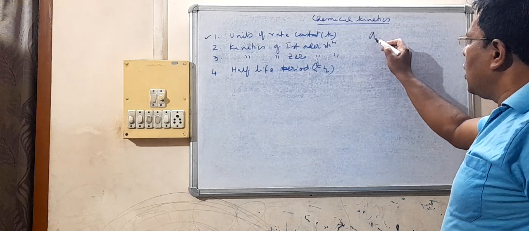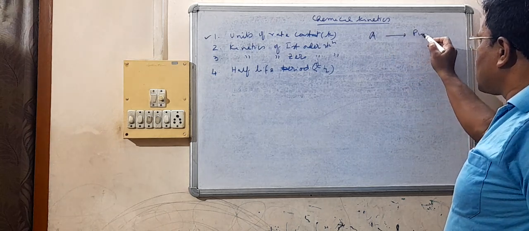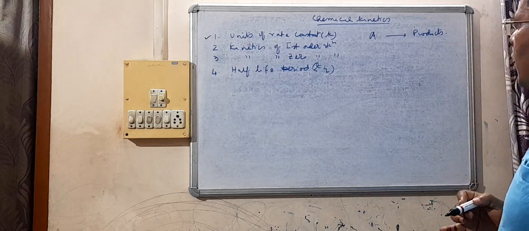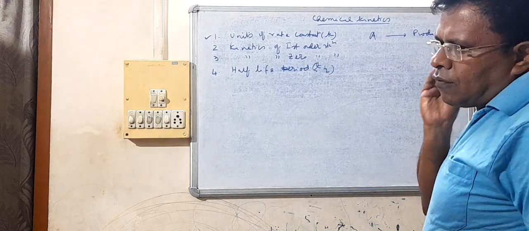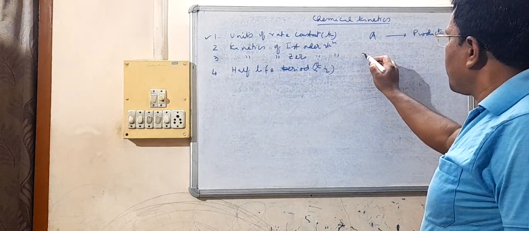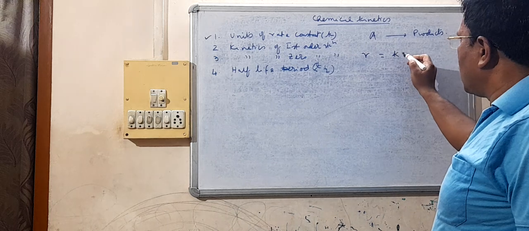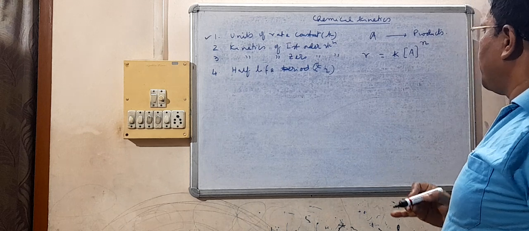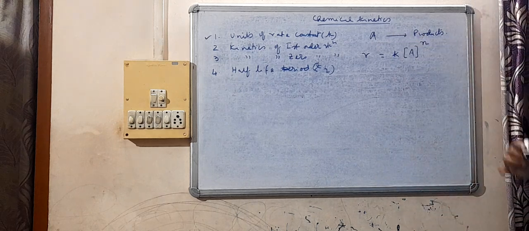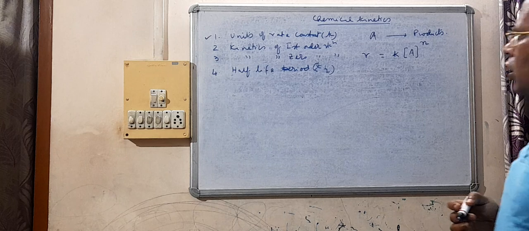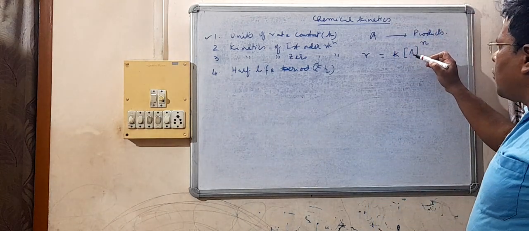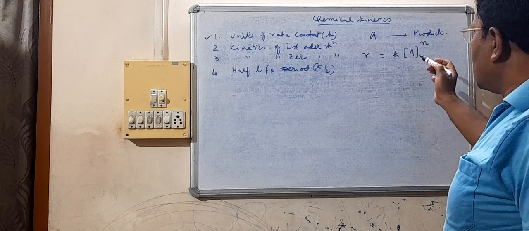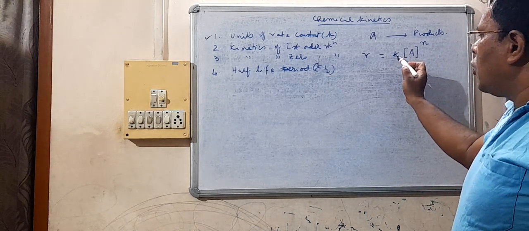Suppose we have a reaction A → products, and suppose the rate law expression for this reaction is R = k [A]^n. That means this reaction is, suppose, a reaction of nth order, because the power of A is n. So we are trying to find the unit of rate constant.